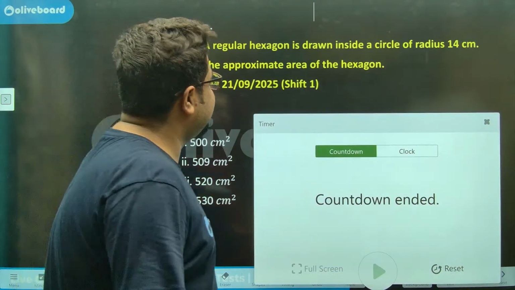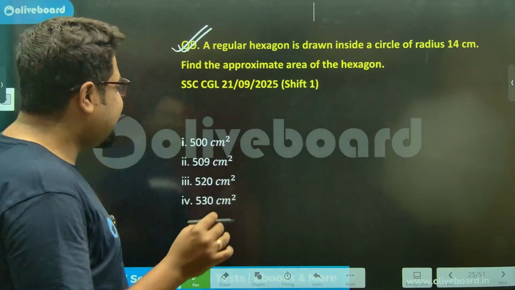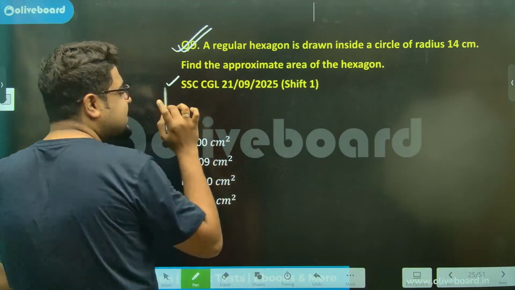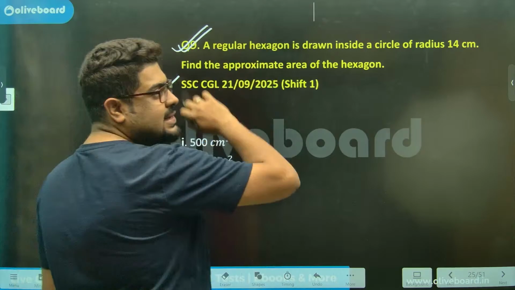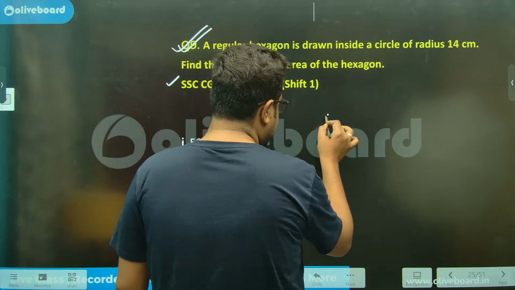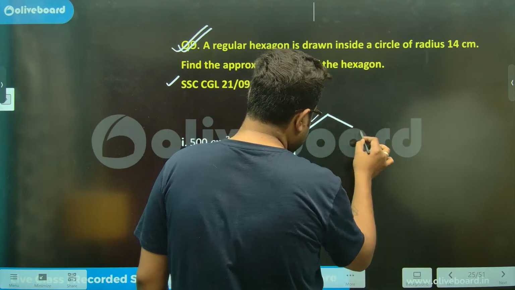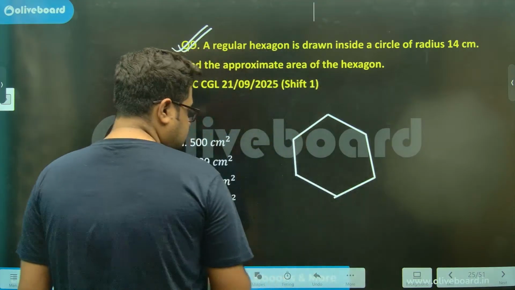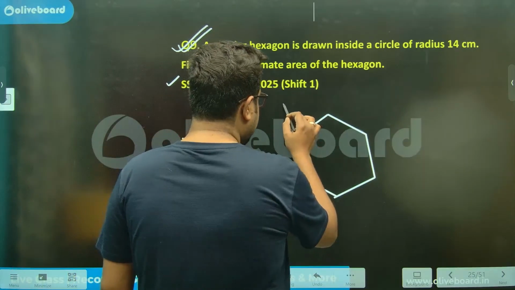Again, this was not a difficult question. If you have attended my foundation batch, I had done this question. A few years back, such a question was asked in CHSL as well, if you remember. Hexagon inside the circle. Let's understand this. Let's draw a hexagon. It does not look like a proper regular hexagon, but it will work.